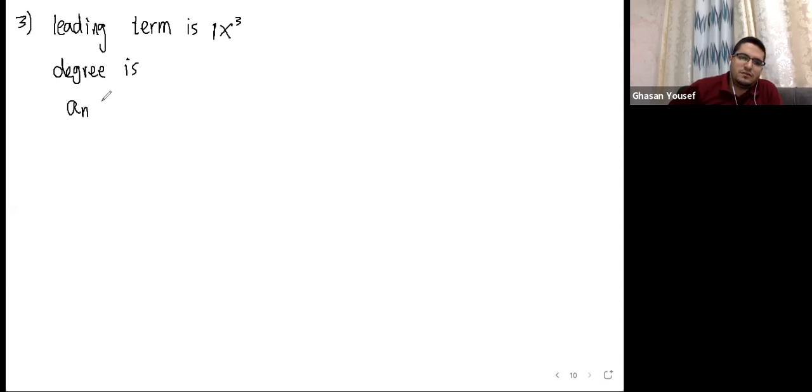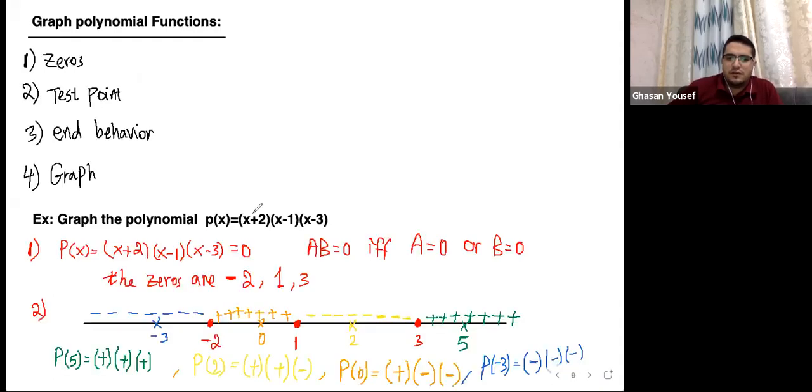And the a_n also. So wait, how did you find the leading term? Because if you multiply these 3 parentheses, the leading term comes from multiplying the variable inside this parentheses, times the variable inside this parentheses, times the variable inside this parentheses. So when you multiply the 3 variables, you get x times x times x, x to the power 3. And because we have 1x, 1x, 1x, so 1x to the power 3.